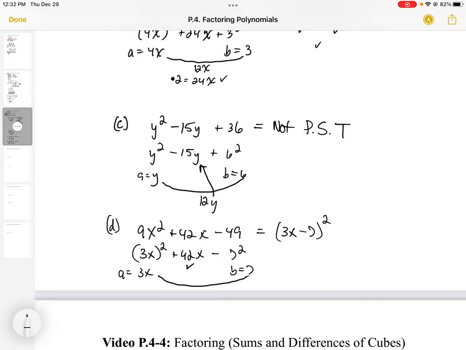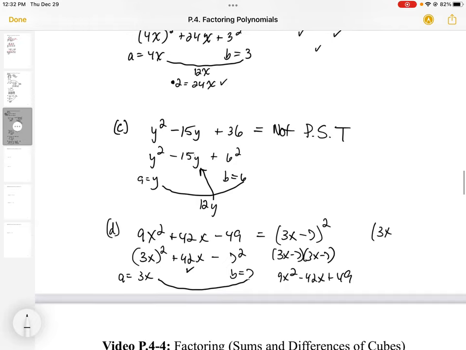But what we're going to find is if we factor this as 3x minus 7, if you go to check this and you expand this, you're going to get 9x squared minus 42x plus 49. Notice the signs do not match. So this is not factored properly. If we try to factor this as 3x plus 7 squared, when you go to check this and you expand it, again, you're going to find that the signs do not match. We're going to get all positive signs here. So the signs actually matter.